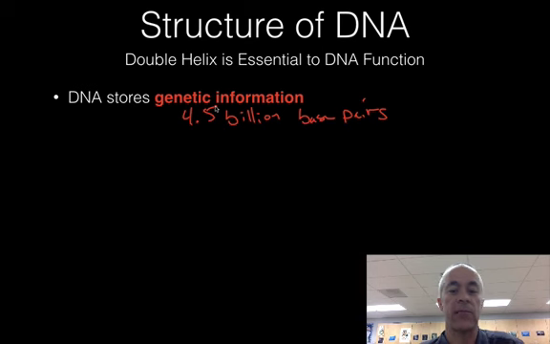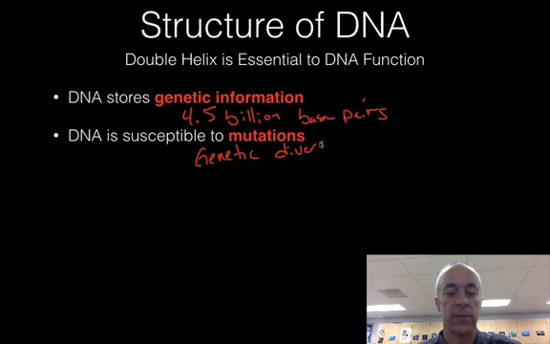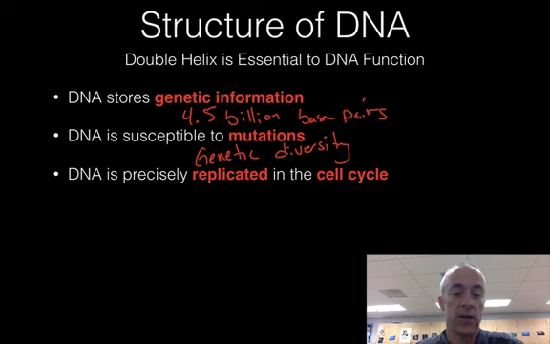Just to put that into perspective, if you were to read each letter of your DNA, 1 letter per second, it would take you over 90 years to read your strand of DNA. So it is a huge molecule. DNA is also susceptible to mutations. And mutations can lead to genetic diversity, which when we get to ecology and evolution, we'll talk about why this is so hugely important. So the fact that mutations happen is actually a beneficial thing in terms of evolution.